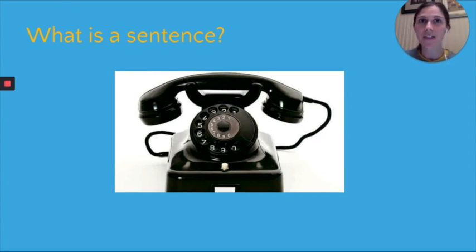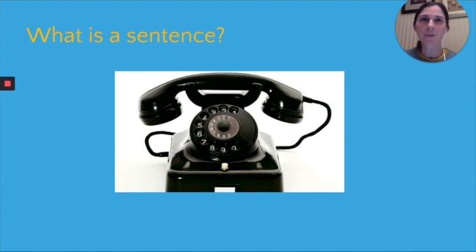Children normally speak in just a steady flow of consciousness, and we need to break down what they're saying into individual sentences. Before we talk about using a capital letter and a full stop, they need to actually know what a sentence is, so they know where to put their capital letter and the rest of their punctuation.